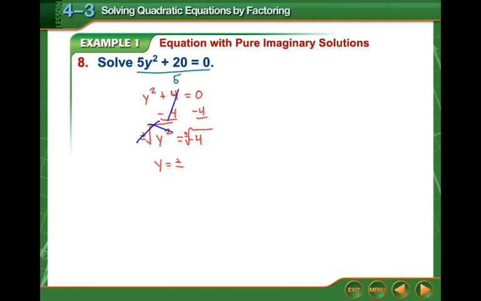So now, again, we can pull out the i, right? And the square root of 4 is 2. So this is just going to be plus or minus 2i. So that means our solutions are positive 2i and negative 2i. But if we were to graph this, this would not cross the x-axis at all. So that's what this is telling us in our solution.